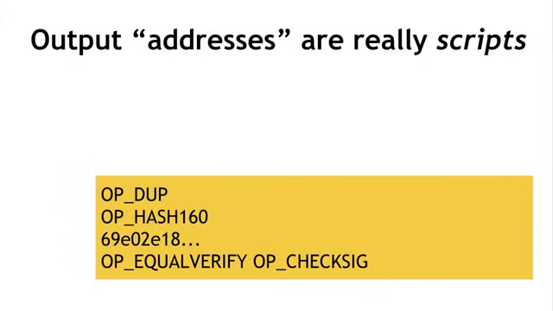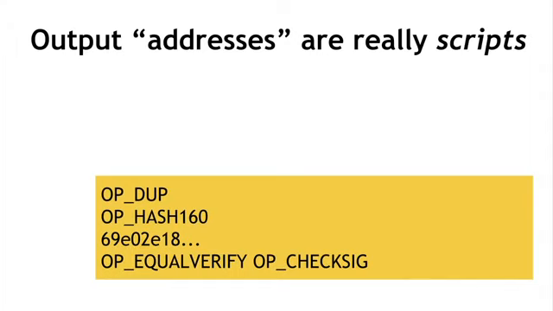To understand scripts, I think the easiest way is by an example. We'll take as an example the most common script in Bitcoin, which is to redeem a previous transaction by signing with the correct public key. This is what the output address would look like in that case. The output address is really a script. And in this case, the script is going to have four instructions.